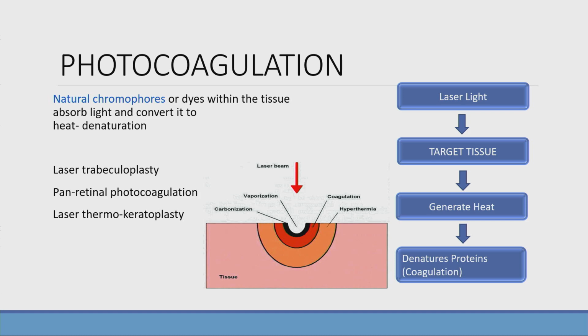Now the thermal reaction, that is photocoagulation. Here the laser light is absorbed by the target tissue. The chromophores in the target tissue help in laser absorption. That generates heat and causes denaturation of the protein. Examples: laser trabeculoplasty, PRP, laser thermokeratoplasty. Depending upon the amount of energy that reaches the tissue, the thermal reaction varies.